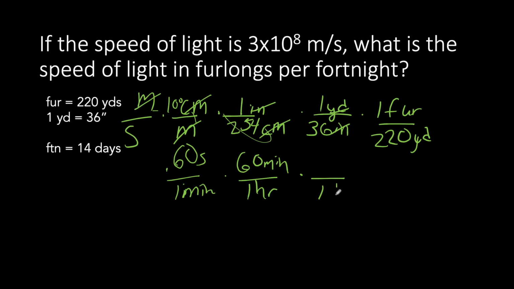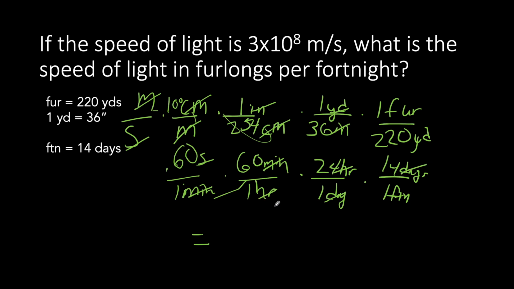And I know 1 day is 24 hours. Of course, astronomically, it's not exactly 24 hours, but that doesn't matter for this level of precision. And 1 fortnight, FTN, is 14 days. So to actually solve this problem, I will go through, I'll cancel my time units. The seconds cancel here, the minutes here, whoopsies, the hours here, and the days here.